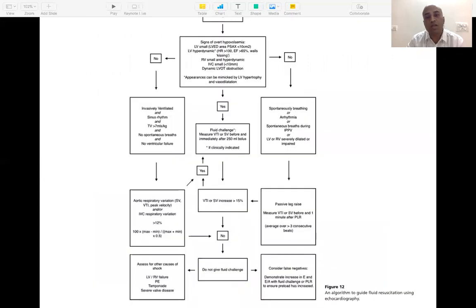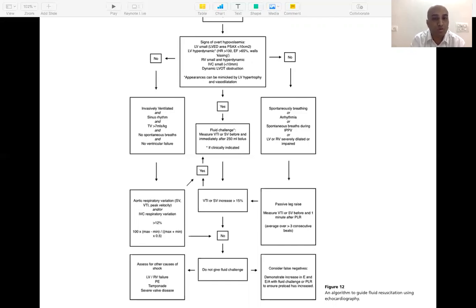And with all these modalities, with these measurements, we can make a protocol to assess the fluid status of the patient. So if there are overt signs of hypovolemia, like small left ventricle, hyperdynamic left ventricle, small right ventricle, IVC less than 1 centimeter, and dynamic LVOT obstruction, it indicates the patient is dehydrated. We can check for a VTI or stroke volume variation with a fluid challenge, and if it is positive, this patient is probably fluid responsive and we should repeat the fluid challenge till the patient is optimally filled or the target end organ perfusion is achieved.